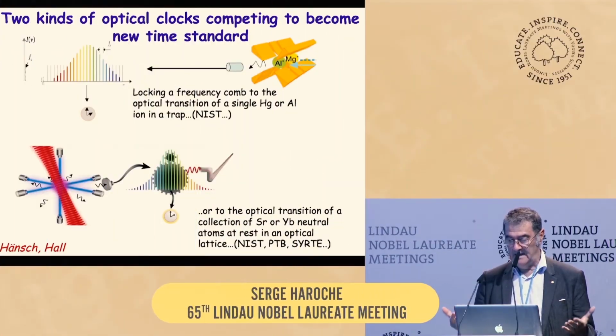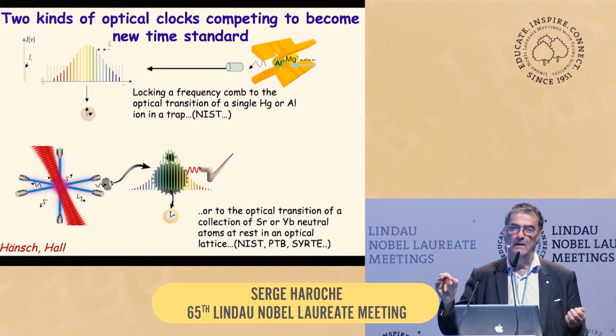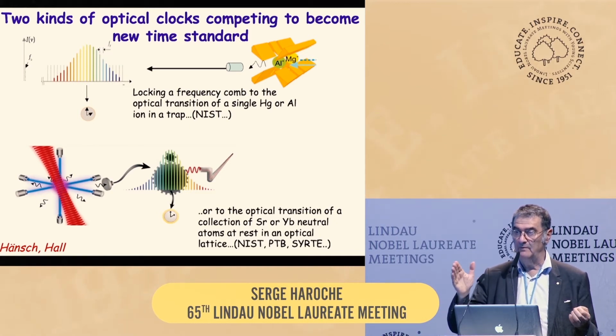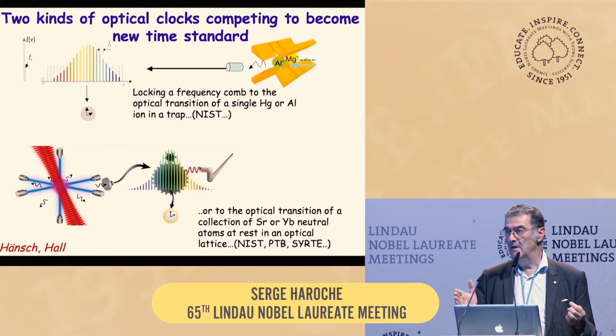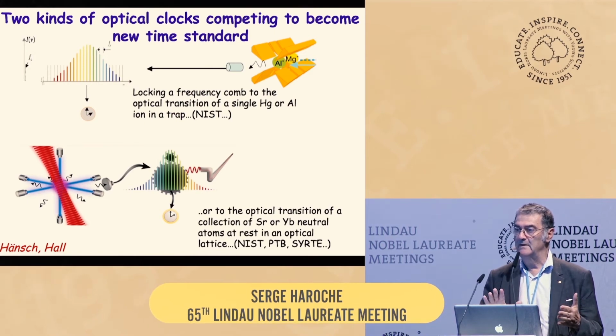Now the clocks are based on the oscillation of an optical transition in atoms. What you do is that you send a very stable laser, which is locked to the top of this very narrow transition, but then you have to count the period. And the way to count the period is to compare this laser to what is known as a frequency comb.